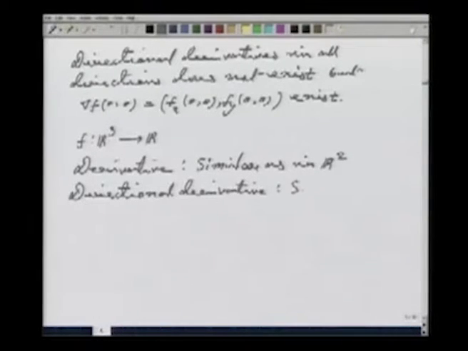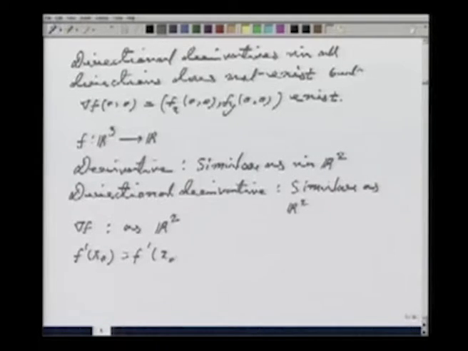This is also similar to R2. Even the gradient is as in R2. So formally, what do I mean by f prime x naught here? This should be f prime at x0, y0, z0, because I am in R3. So how is that defined? This is the limit as h1, h2, h3 go to 0, 0, 0.